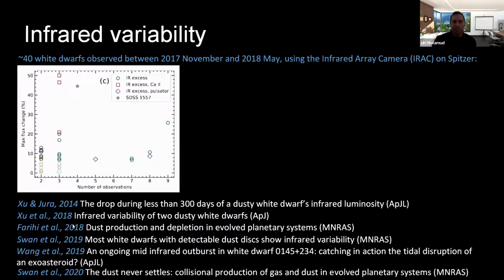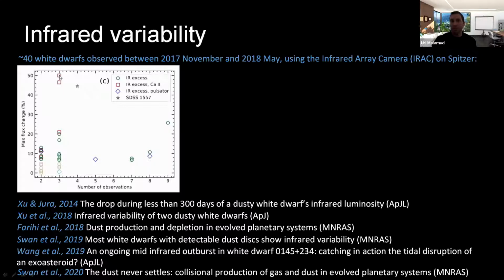And indeed, these very, very recent papers in just the last couple of years did a targeted survey on these white dwarfs that have this infrared excess, and they found that they all have infrared variability. If you observe the white dwarfs twice, 3 times, 4 times, and so on, you see that the infrared is variable, it's changing. It could be 10%, 20%, in some cases even 50%.